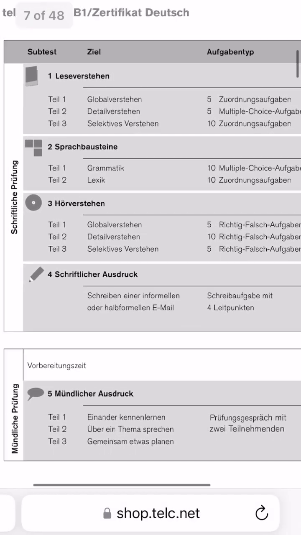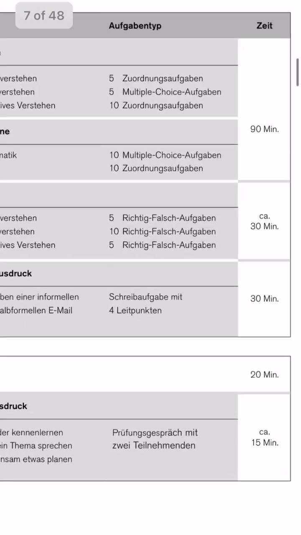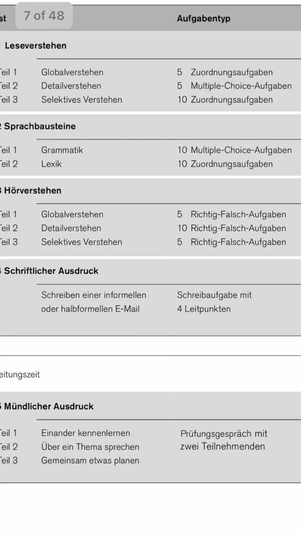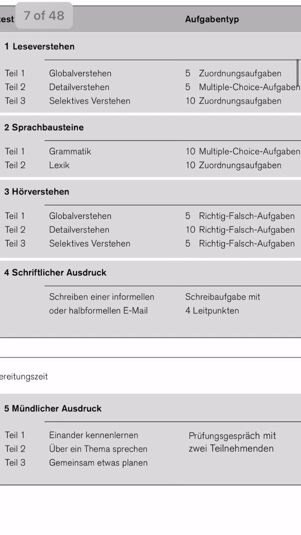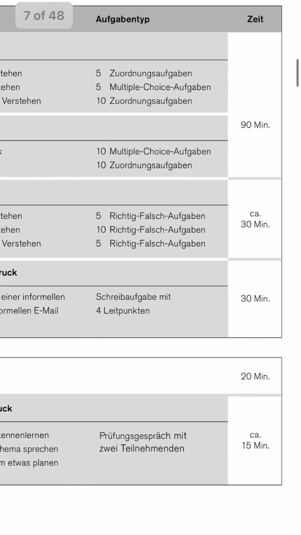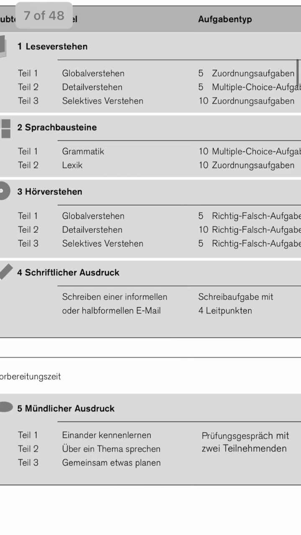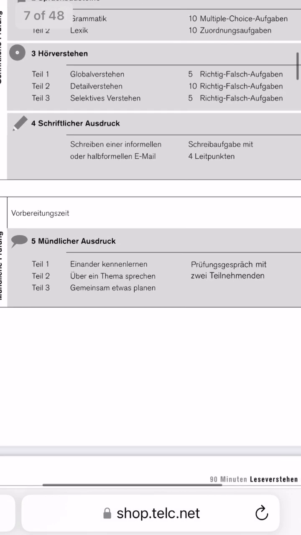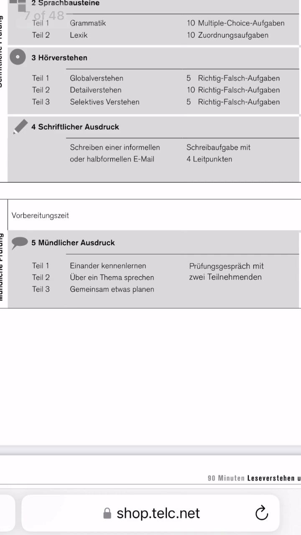So let's start. First we have Hörenverstehen for today, and in Hörenverstehen we will have three parts. Then we have schriftlicher Ausdruck, which is writing, and we may need to write a half informal or maybe fully informal letter for the writing part. Then comes the mündlicher Ausdruck.